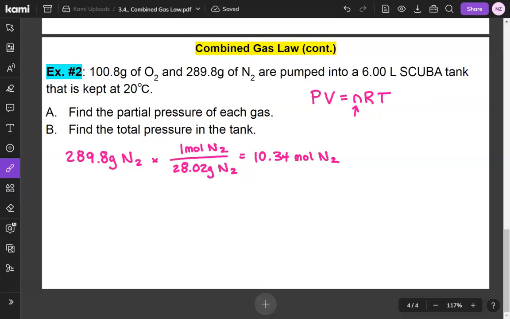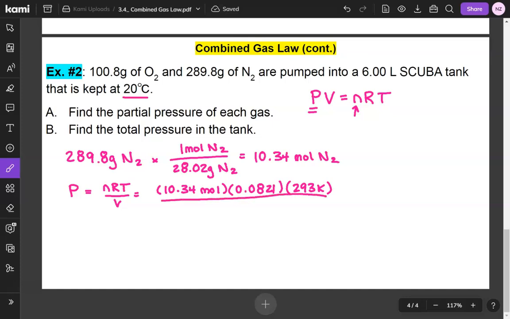So if we set this up using the equation PV equals nRT, we're trying to find the pressure. So pressure is going to be equal to nRT over volume. So our moles, we've got 10.34. We're going to use our constant, 0.0821. I'm going to leave the units off just because it's a lot to write. And then our temperature in Kelvin, so 20 degrees plus 273 is going to be 293 Kelvin. And then I'm going to put that over the volume of the container, which it says in the question is 6 liters. So when I plug this into my calculator, I end up with a value of 41.5 atmospheres.